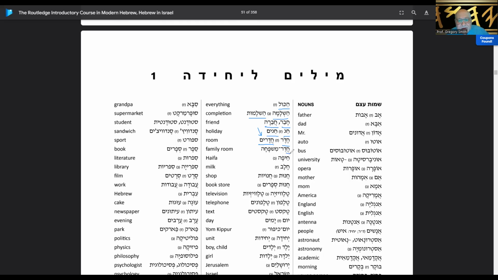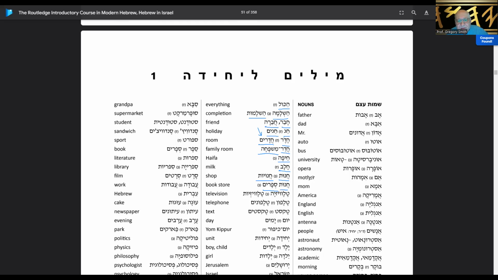Okay, how about this one? Cheder mishpacha. So it's like family room. Haifa, that's the name of the city. Chalav for milk. Chanut, chanuyot. Chanuyot would be like a shop, shopping. Yeah, stores, chanuyot.